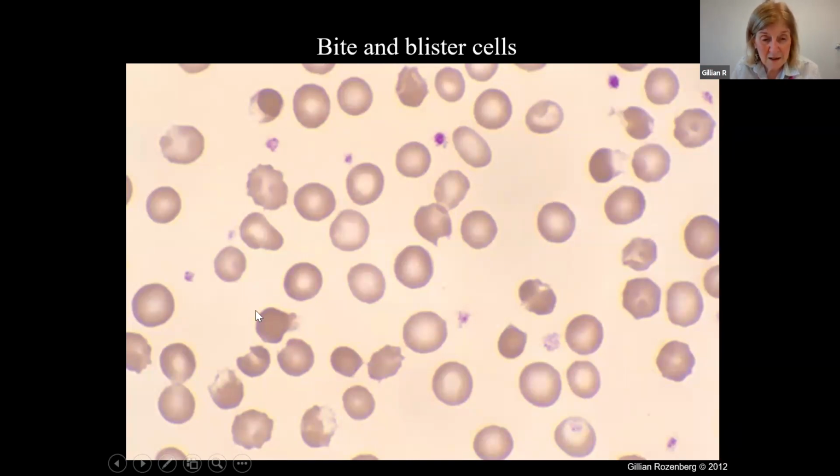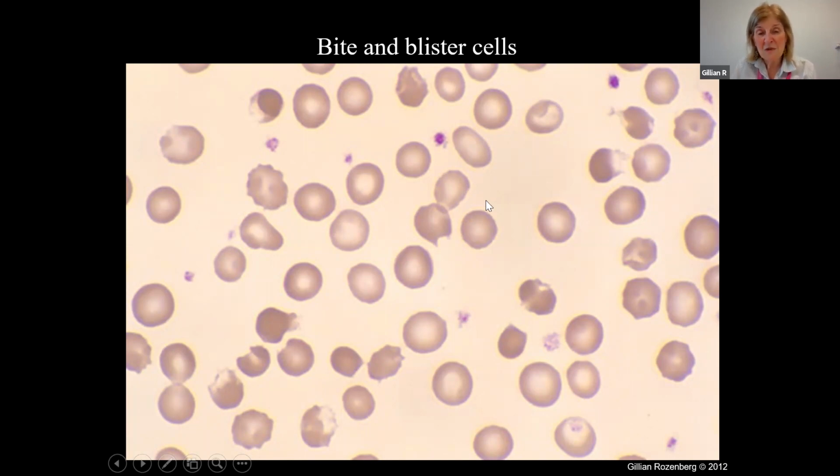Now this red cell here, if you look at it carefully, you can see that some of the red cell content has been pulled out together with the Heinz body. And here we've got a blister cell. So when this red cell membrane, which has lost some content of the red cell, lost the Heinz body, is joined back up, you get a blister cell. So the two cells in combination are features of oxidant hemolysis.